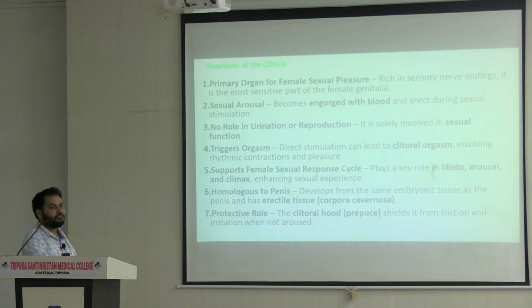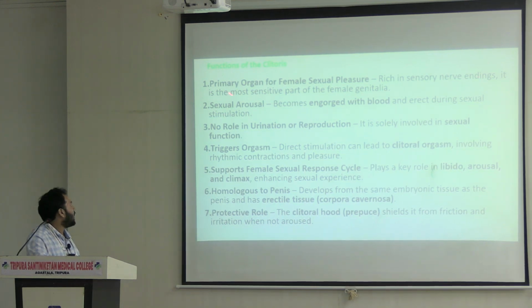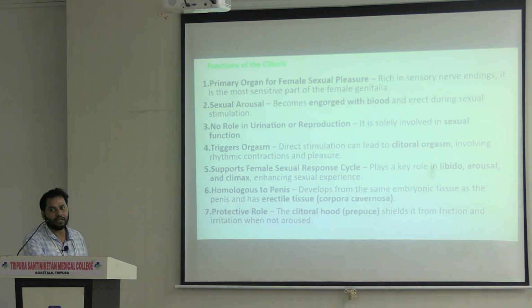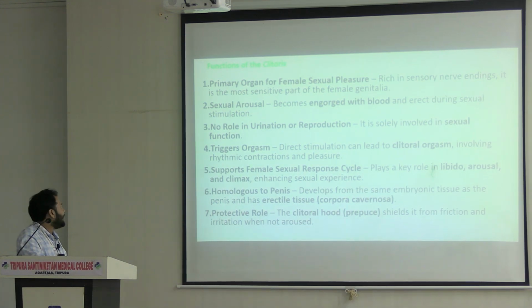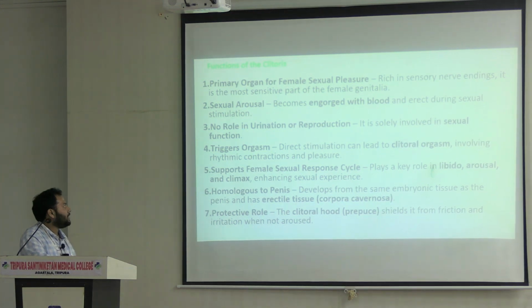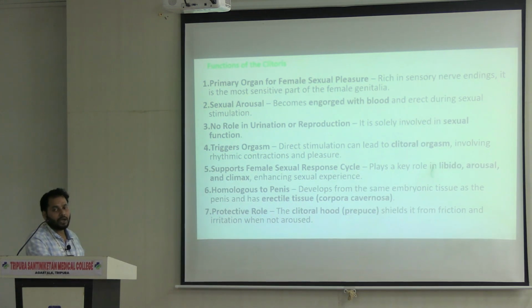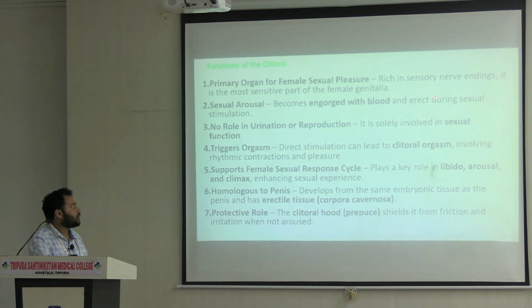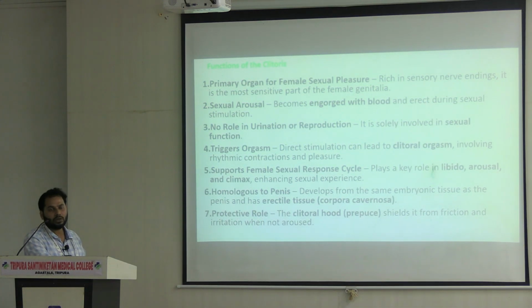Now what are the functional features or important roles? This is the primary organ for female sexual pleasure, and that part is rich in sensory nerve endings, and it is the most sensitive part of the female genitalia. Along with this, during arousal, these parts become engorged with blood and erect during sexual stimulation. And this erection of the clitoris is mainly due to the presence of erectile tissue.